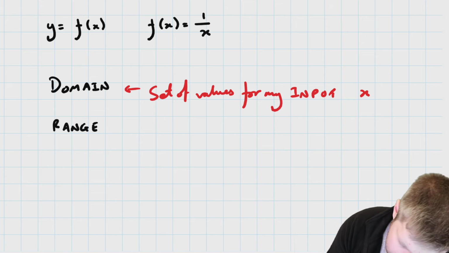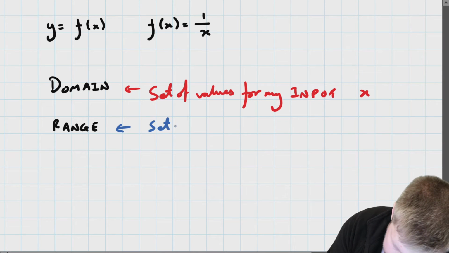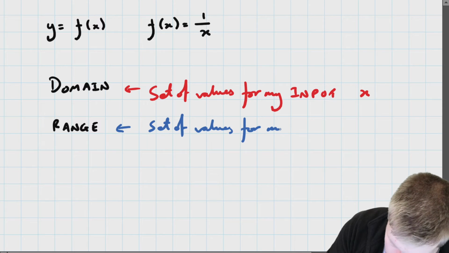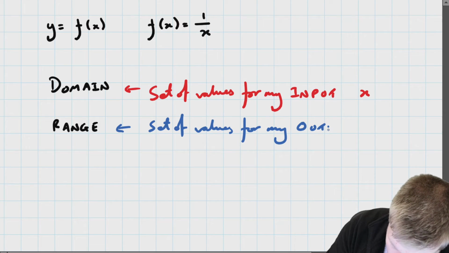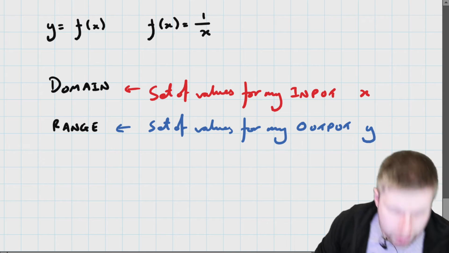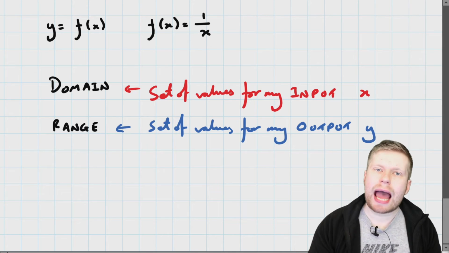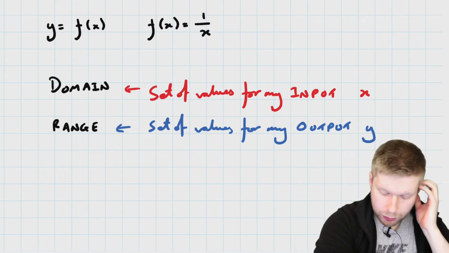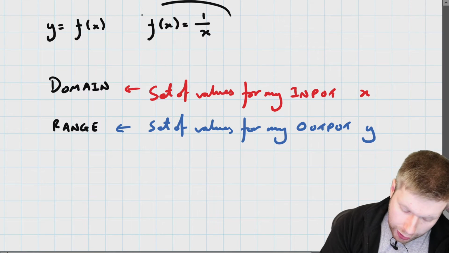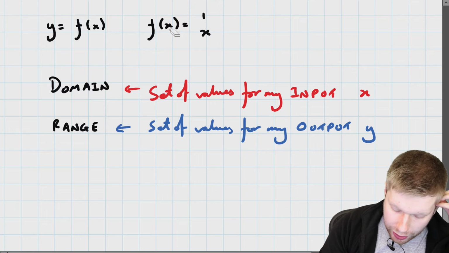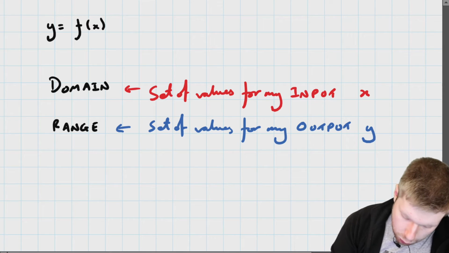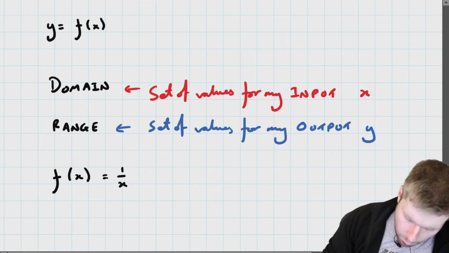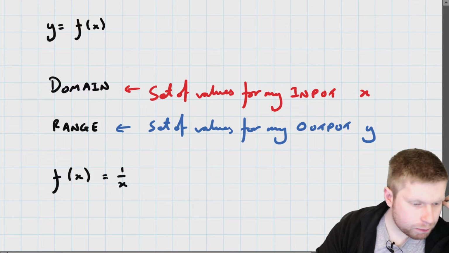Whereas my range corresponds to the set of values for my output, okay? So in this case, my y. In other words, what values do I get out after I've put my input values into the function, okay? So as an example, if I take my function to be f of x equals 1 over x, well, let's actually create a quick table here.